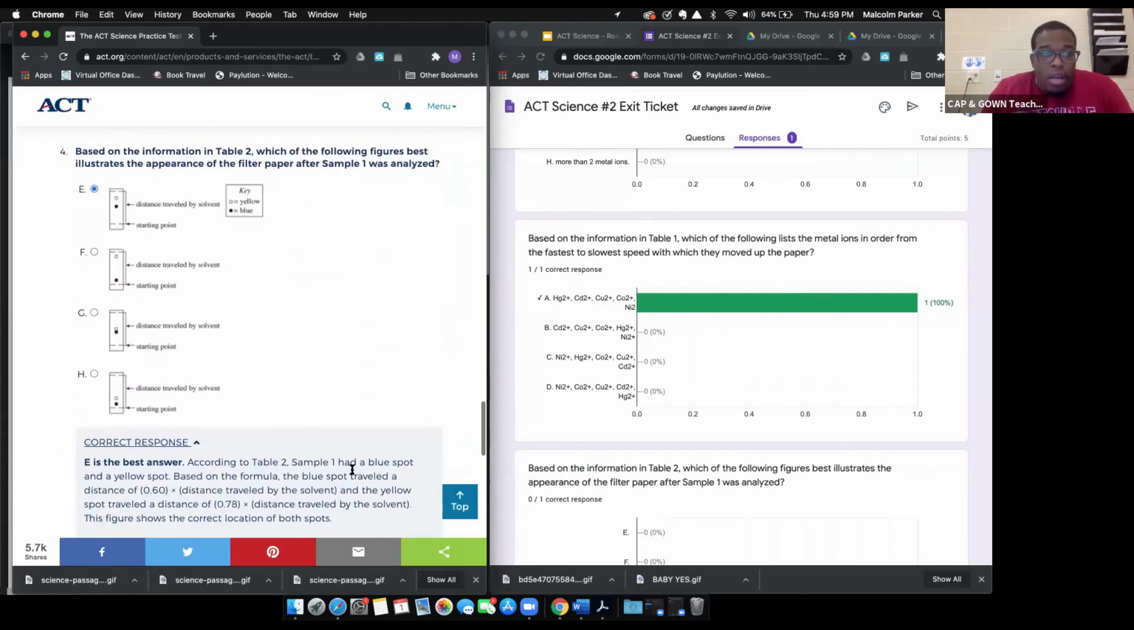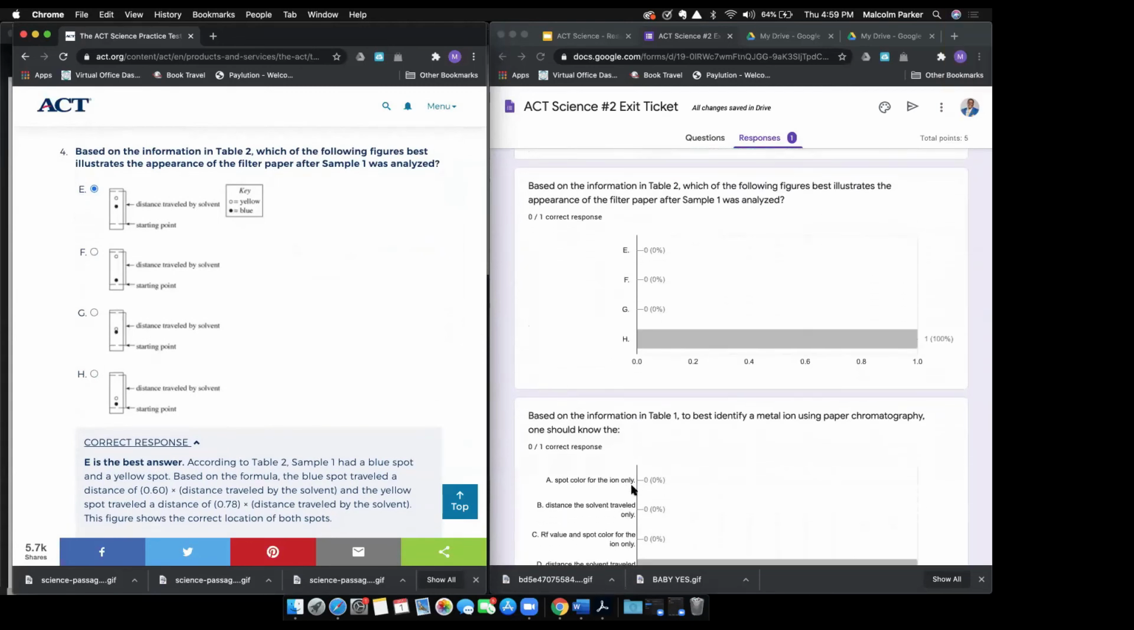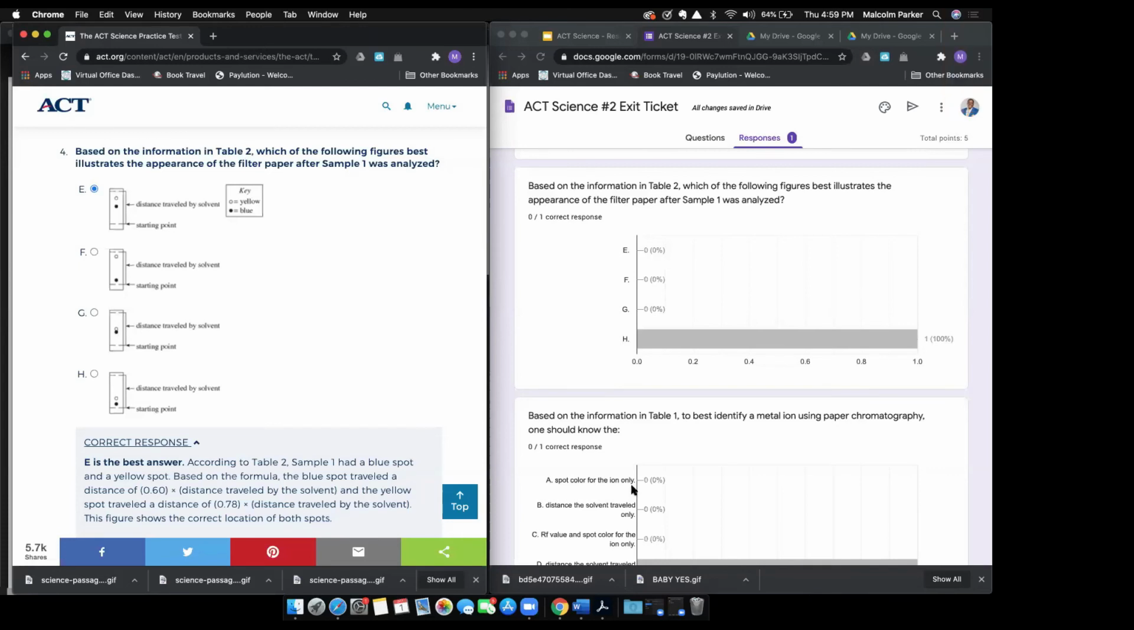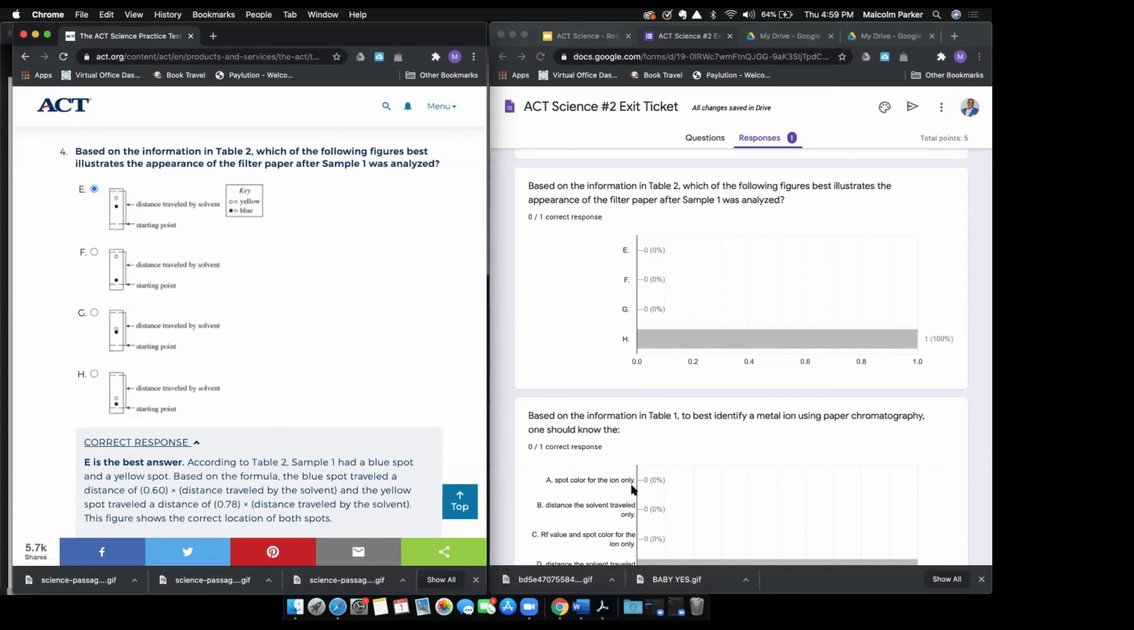All right. Then, based on the information in table 2, which of the following figures best illustrates the appearance of the filter paper after sample 1 was analyzed? Okay, you chose H. Tell me what was going through your mind when you chose this. So I had skipped that one, and I picked that one. That was my last one I answered. I don't want to say I technically guessed, but I wasn't really deciphering it to answer it correctly. I didn't spend as much time as on the rest of them.